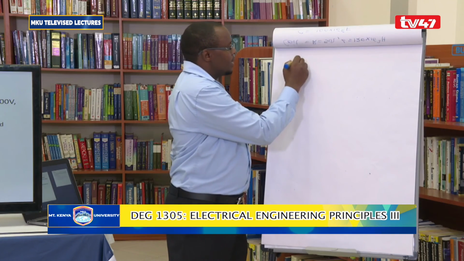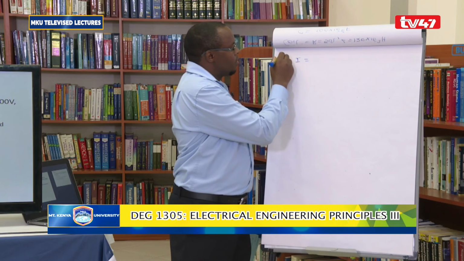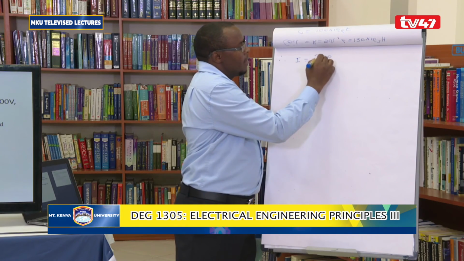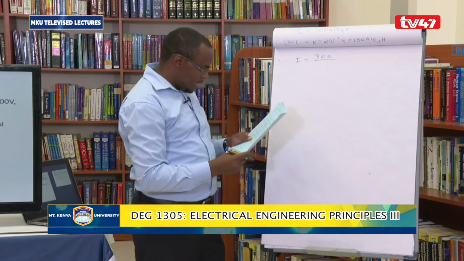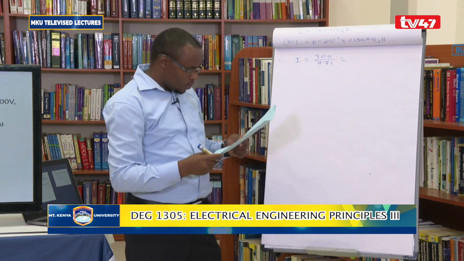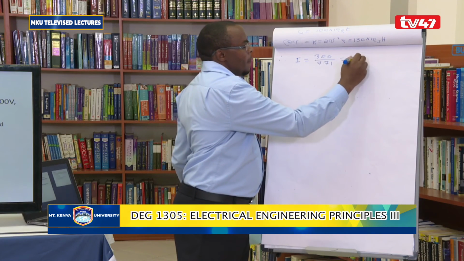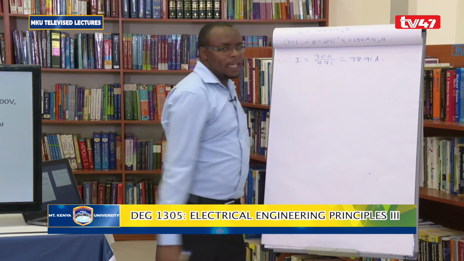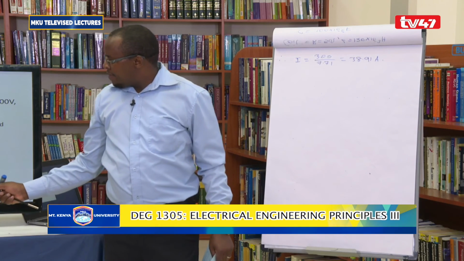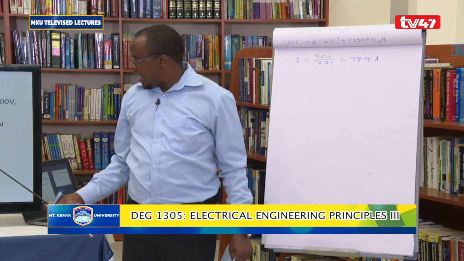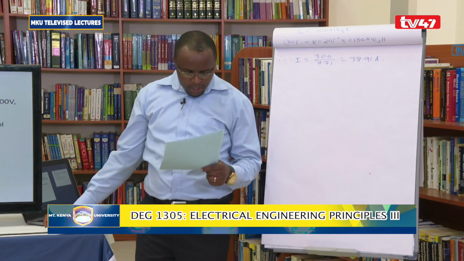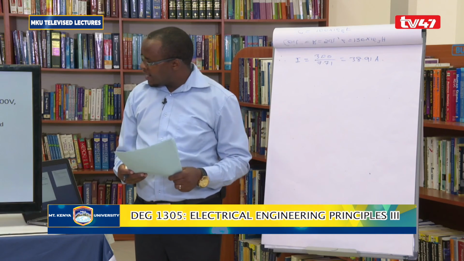So the value of our current is going to be given by the voltage, which is 300, divided by the impedance, which you have seen is 7.71. And then you are going to get the answer as 38.91 amperes. Then we come to part B: the phase difference between the supply voltage and the current.